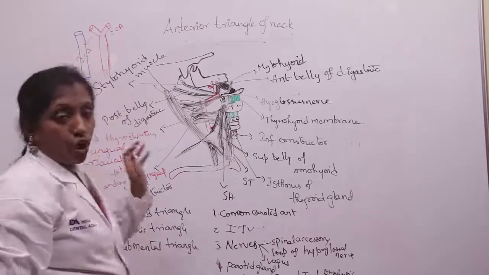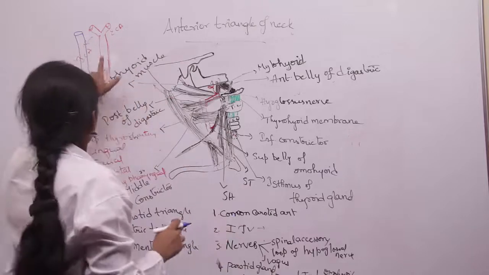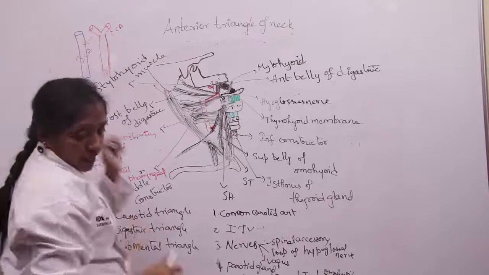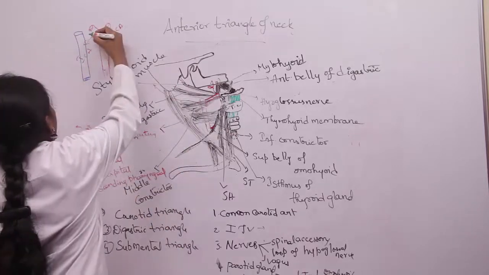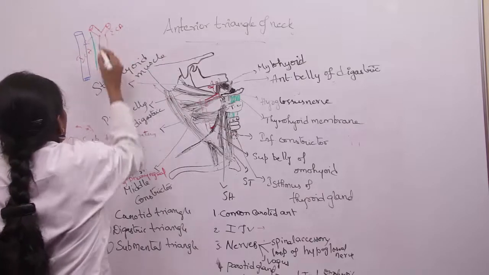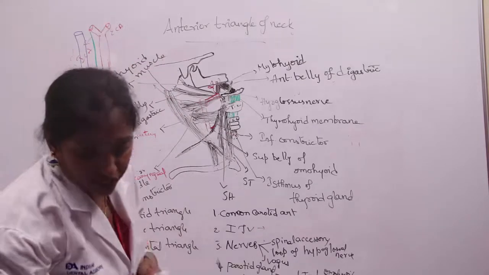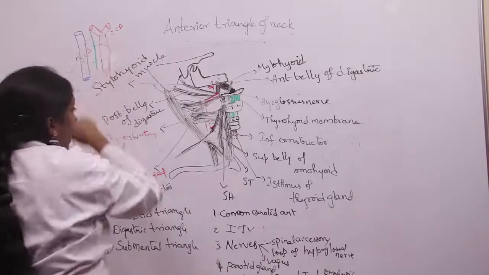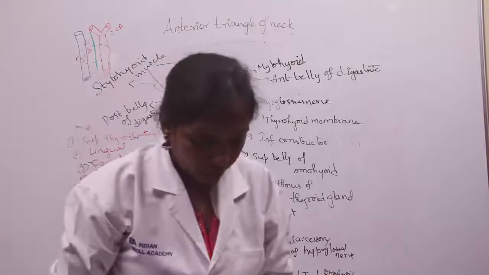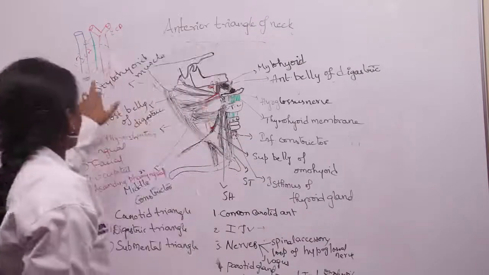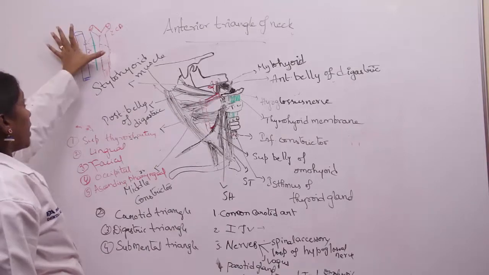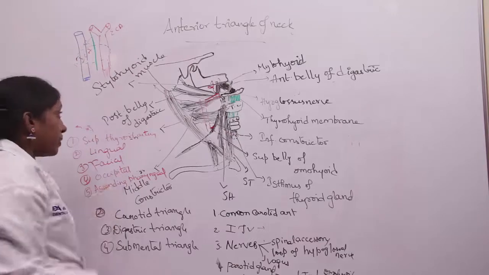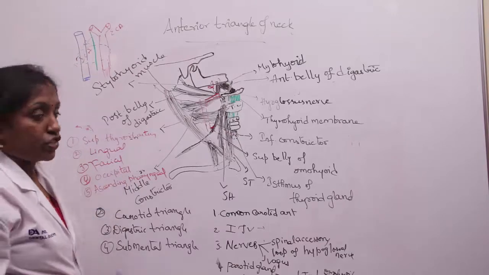Internal jugular vein lies lateral to the common carotid artery, and this common carotid artery along with the internal carotid artery, internal jugular vein, and behind we have vagus nerve. These three structures are enclosed by the carotid sheath. So internal jugular vein, vagus nerve, and common carotid artery along with the origin of internal carotid arteries, these structures are enclosed in carotid sheath, which is derived from the investing layer of deep cervical fascia.